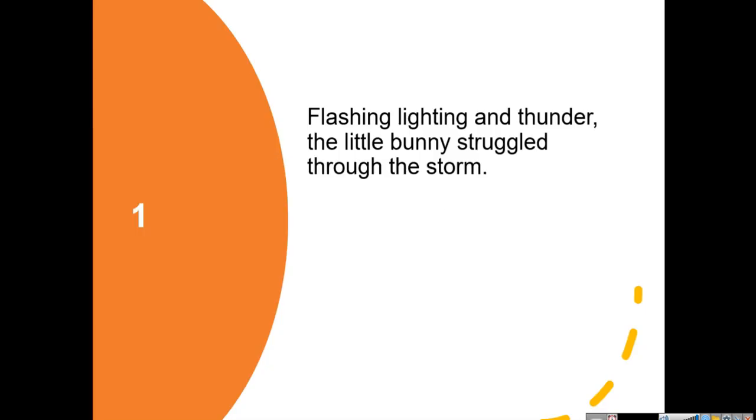Also, Milton, write down your idea, and I'm going to ask you also, how do you think that we can fix that sentence? This one is correct. The flashing lightning and thunder. This part is correct.